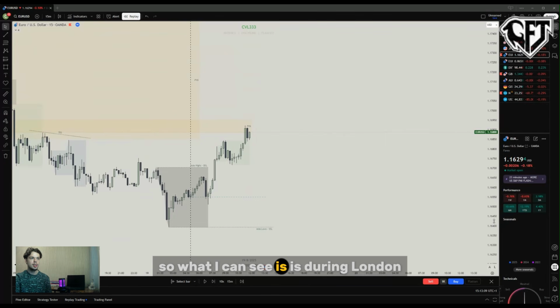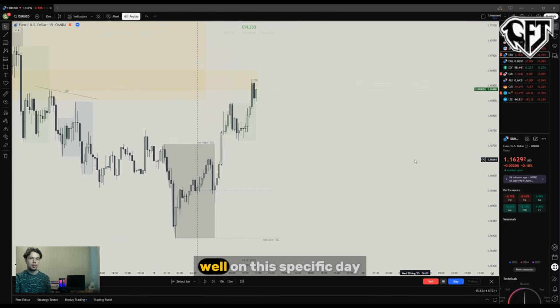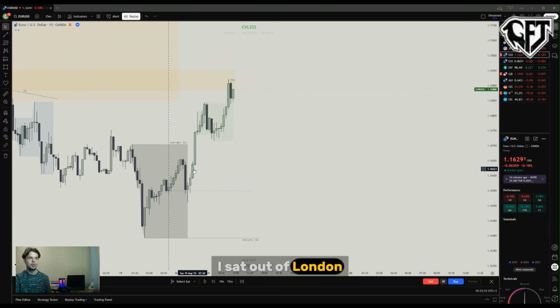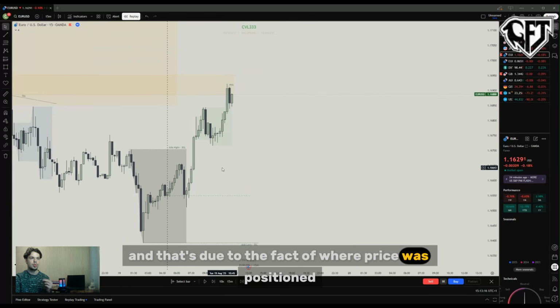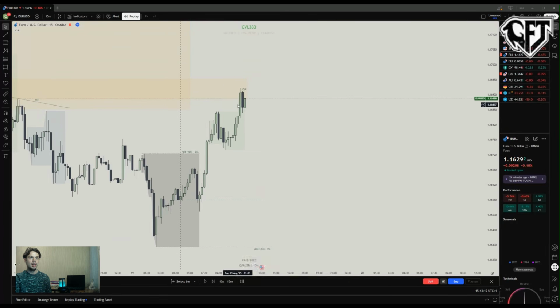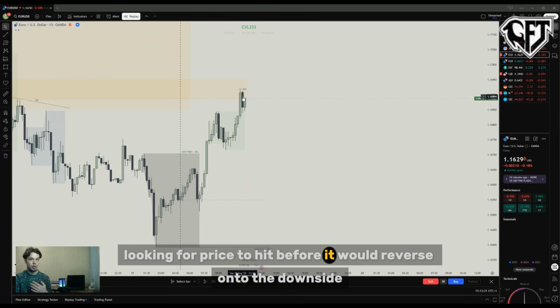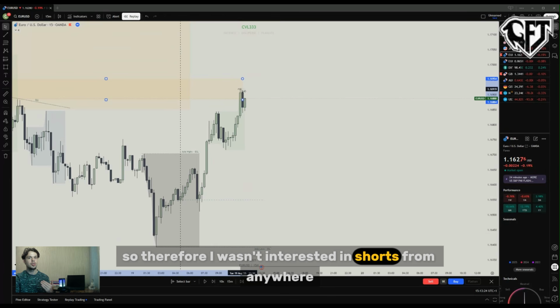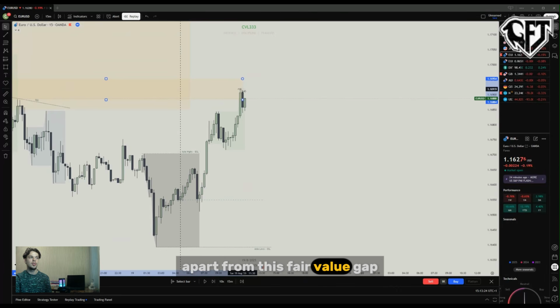So what I can see is during London, well, on this specific day, I sat out of London, and that's due to where price was positioned. Price hadn't yet filled the fair value gap in London. This was my main point of interest, which I was looking for price to hit before it would reverse onto the downside. So I wasn't interested in shorts from anywhere apart from this fair value gap.